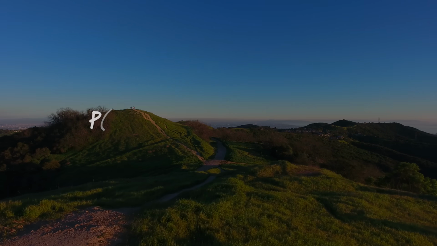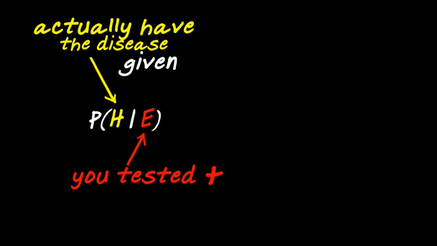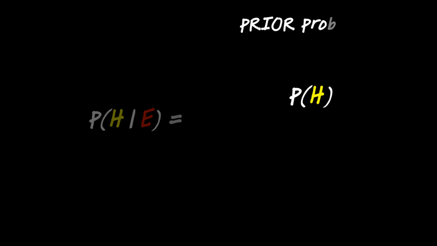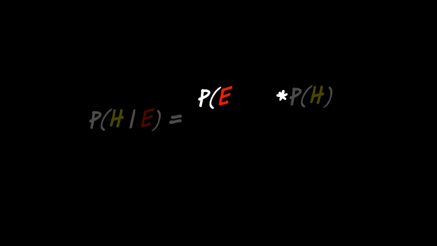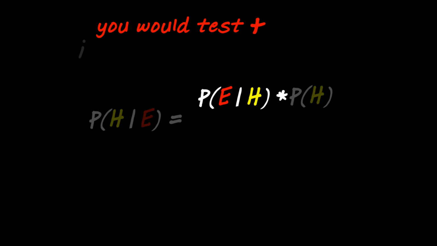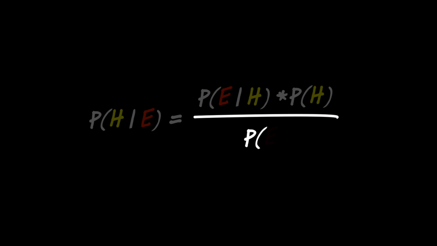Bayes' theorem can give you the probability that some hypothesis, say that you actually have the disease, is true given an event, that you tested positive for the disease. To calculate this, you need to take the prior probability the hypothesis was true, that is, how likely you thought it was that you had this disease before you got the test results, and multiply it by the probability of the event given the hypothesis is true. That is, the probability that you would test positive if you had the disease. And then divide that by the total probability of the event occurring, that is, testing positive.